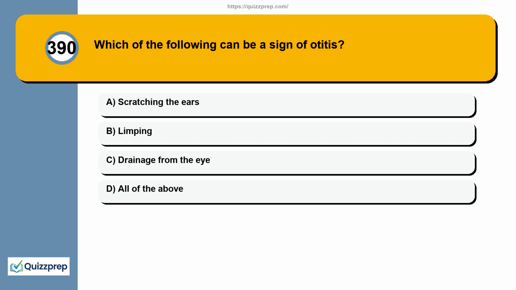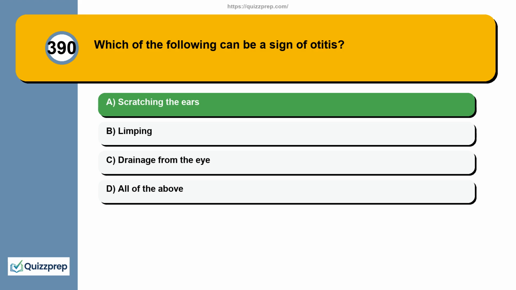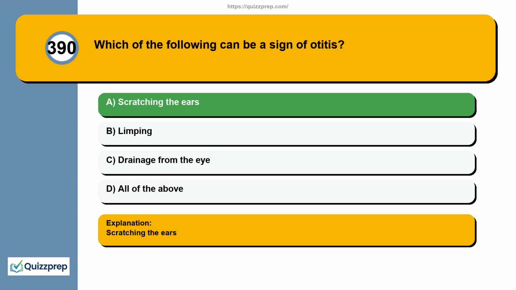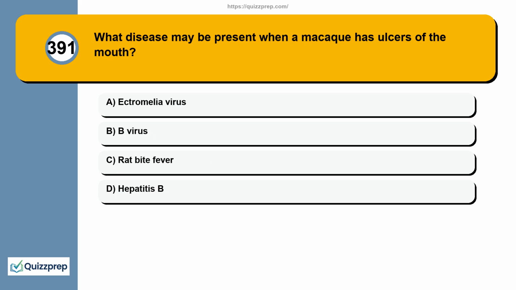Option A, scratching the ears. Option B, limping. Option C, drainage from the eye. Option D, all of the above. The correct answer is option A, scratching the ears. Question 391. What disease may be present when a macaque has ulcers of the mouth?